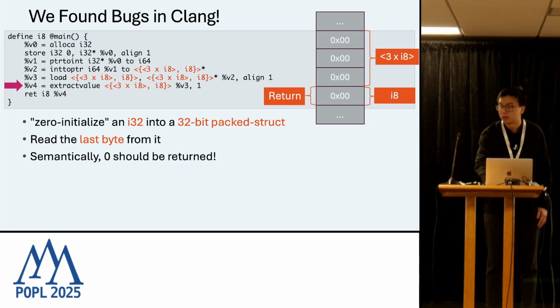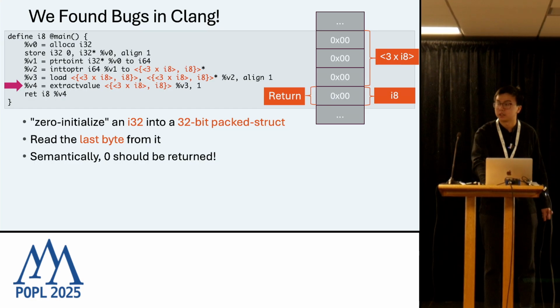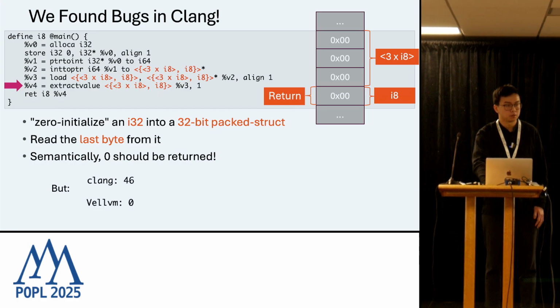It's an off by one extract value error. So this code effectively zero initializes a 32-bit packed struct that contains a vector and an integer, and then returns the last byte as shown graphically on the right. Because all of the bytes are 0 and we are reading from the last byte, we would expect the return value to be 0. This is the result given by Vellvm. However, the executable generated by Klein will output 46 or some random value.